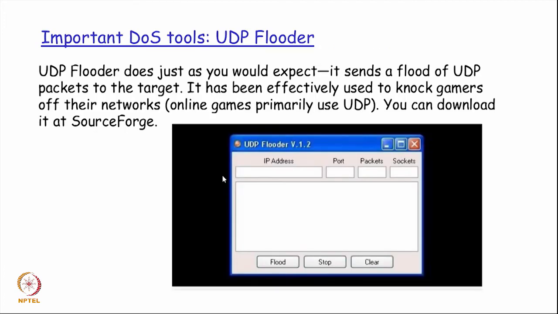Coming down to some tools, UDP Flooder is a very simple tool. It basically generates UDP packets and floods a particular target that has been given. You specify the IP address, port number, how many packets and what sockets, and then say flood. It will go and try to flood that target with the number of packets that you have asked it to generate and send. Since most of the gaming software available on the internet is based on UDP, using this any kind of gaming server could be brought down in the network. This is something you could potentially download from SourceForge.